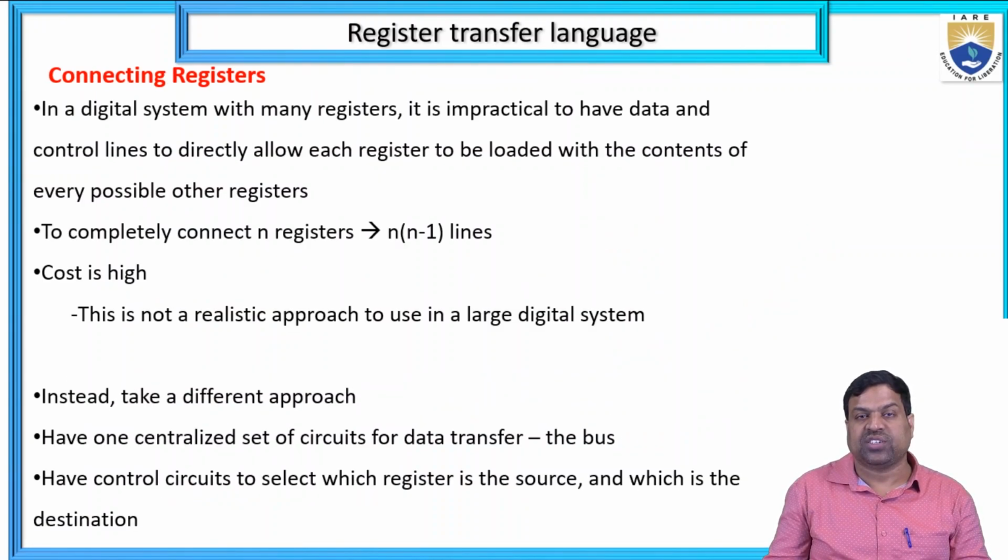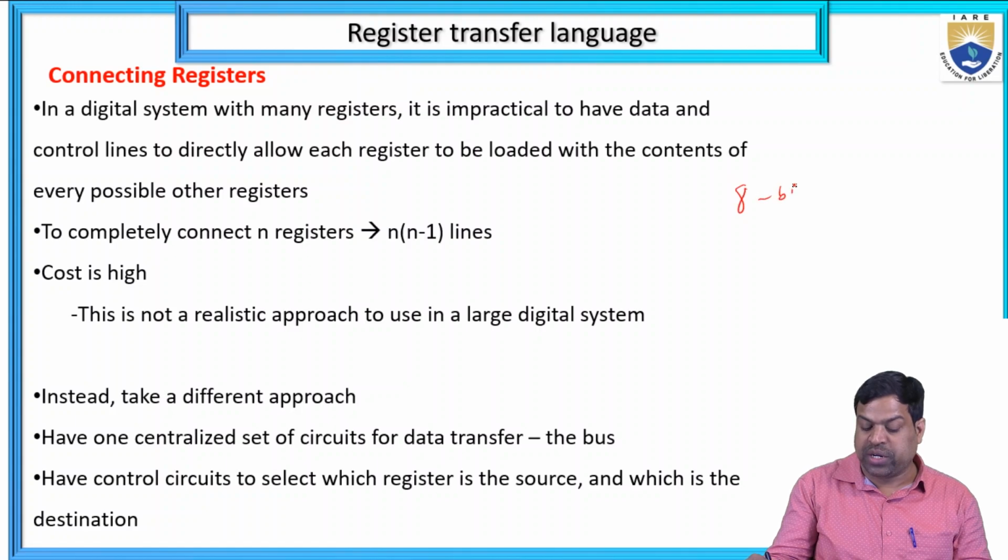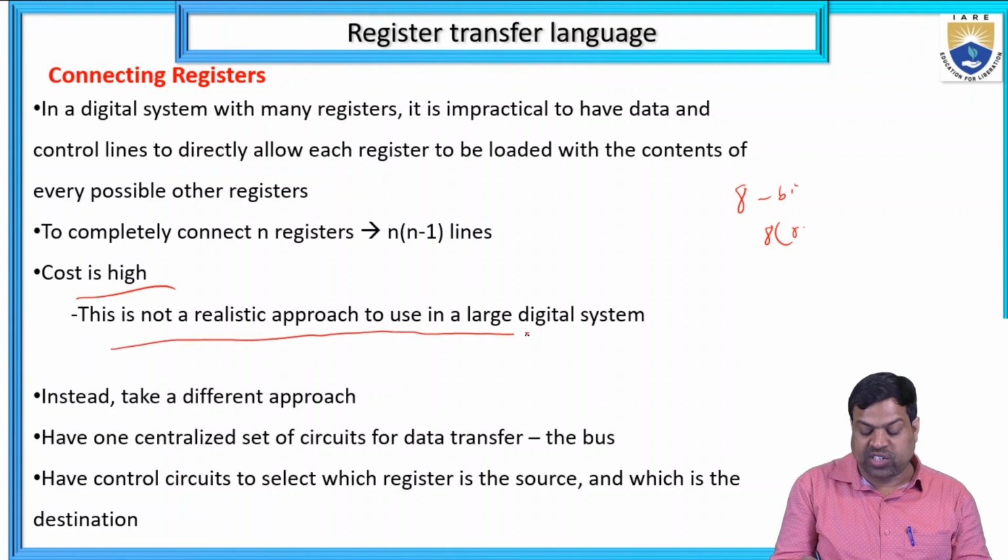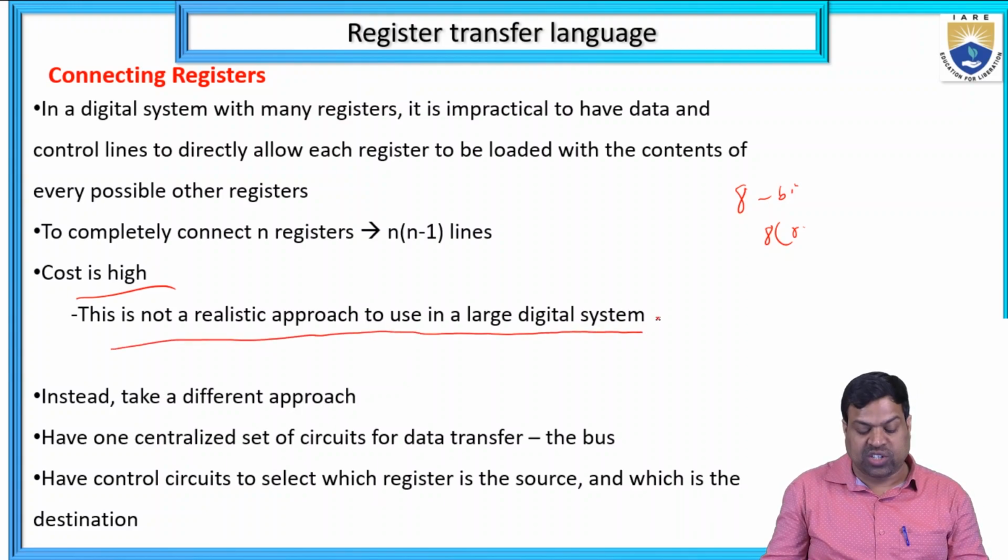And connecting registers: in a digital system with many registers, it is impractical to have data and control lines to directly allow each register to be loaded with the content of every possible other register. To completely connect n registers, we need n of n minus 1 lines. N of n minus 1 lines means, if I take 8, then 8 of 8 minus 1 lines. The cost is high. This is not a realistic approach to use in a larger digital system, so instead take a different approach: have one centralized circuit for data transfer, the bus, and have control circuits to select which register is the source and which is the destination.